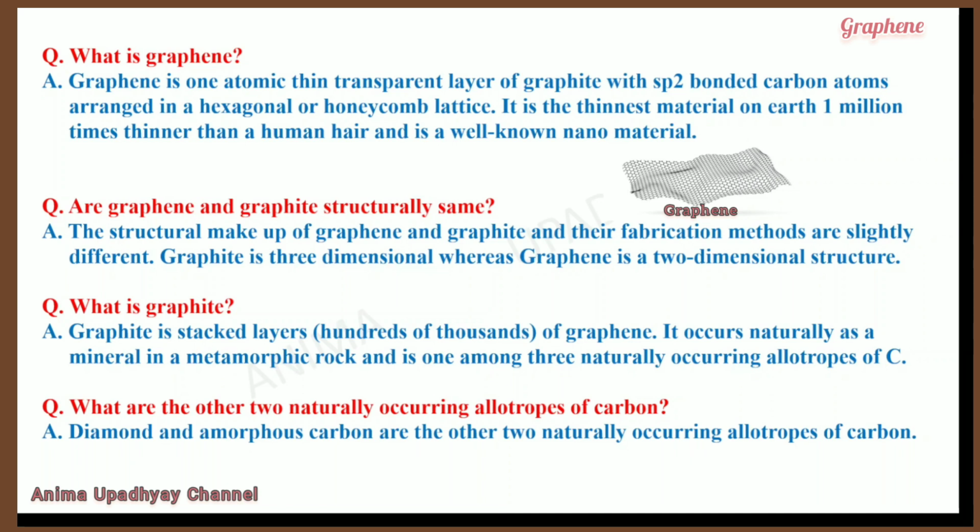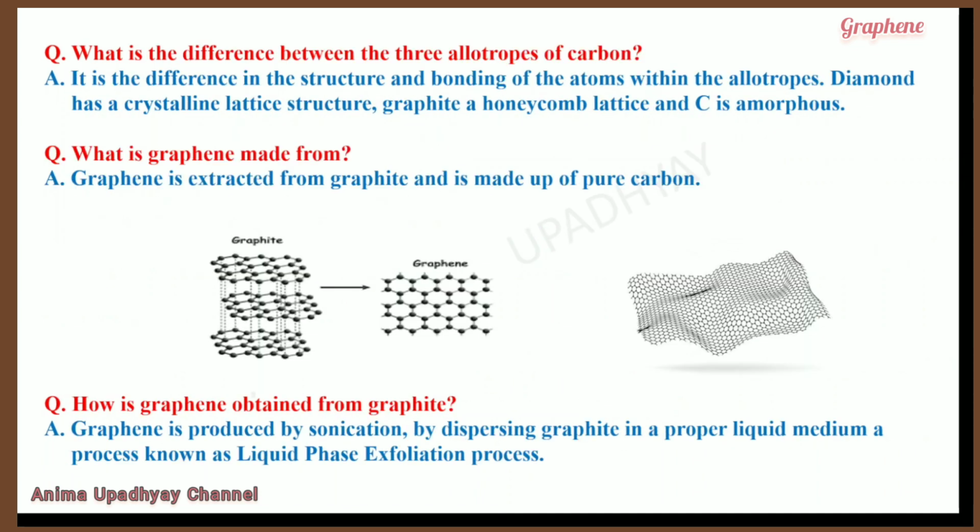Graphite is a naturally occurring mineral in a metamorphic rock and is one among the three naturally occurring allotropes of carbon. What are the other two naturally occurring allotropes of carbon? It is diamond and amorphous carbon, which also occur naturally in nature. What is the difference between the three allotropes of carbon? It is the difference in the structure and bonding of the atoms within the allotropes. Diamond has a crystalline lattice structure, graphite has a honeycomb lattice, and carbon is amorphous in nature.